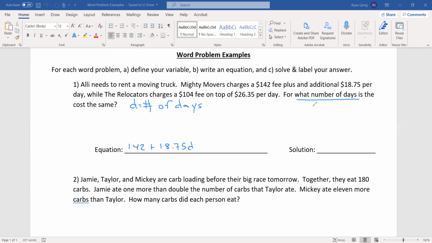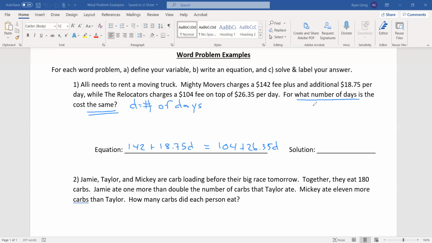Now, the next part, the Relocators charges a $104 fee plus $26.35 per day. So 104 for the Relocators plus $26.35 per day. We want to know for what number of days the cost is the same. The same means equals. So we're going to set those two things equal to each other. And now we just solve it.